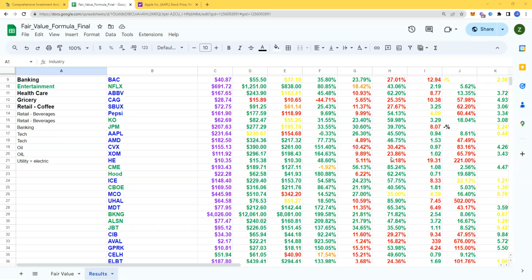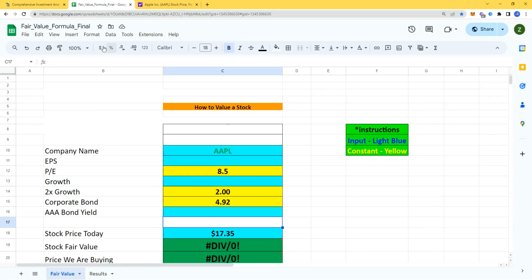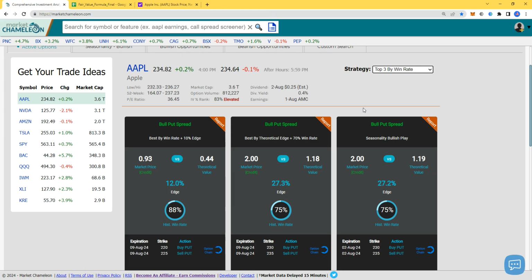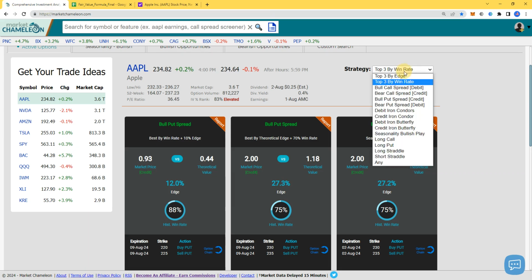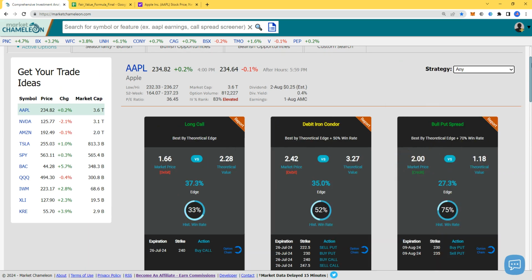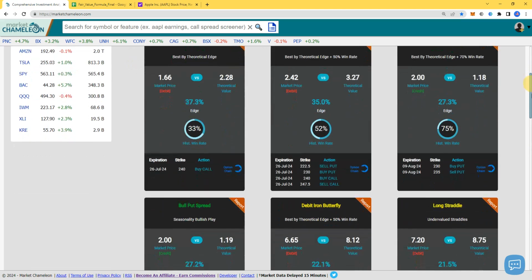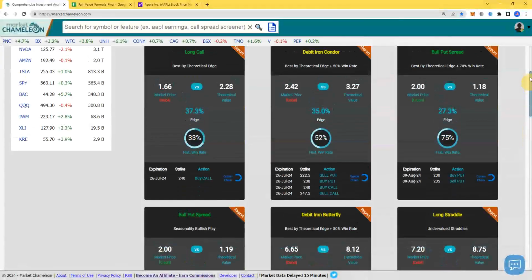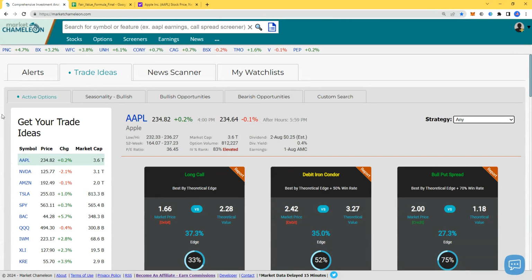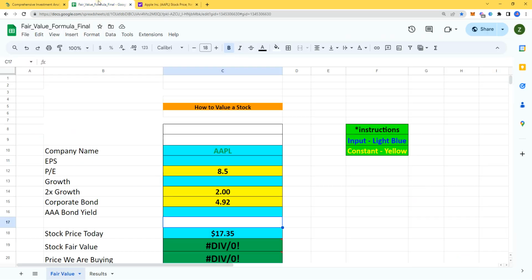Hello everyone, we're gonna find the fair value of Apple stock, and then based on that we're gonna go to Market Chameleon and look at all those trades and find something based on the fair value. Look how many options we got in here, it's insane. So without further ado, let's get started with Apple stock fair value in our lovely Excel, which is upgraded.